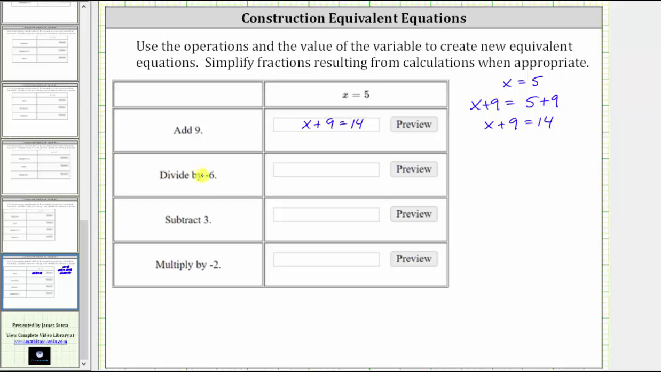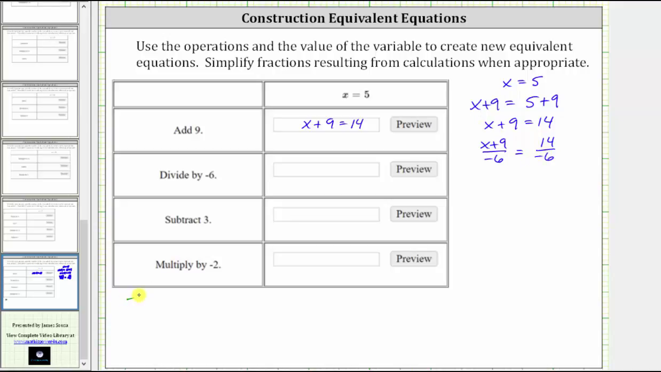The next operation is divide by negative 6. So now we take both sides of this equation and divide by negative 6. This gives us the quantity x plus 9 divided by negative 6 equals 14 divided by negative 6. We will leave the left side of the equation as it is, but we need to simplify the fraction on the right, and notice how the fraction on the right is negative.